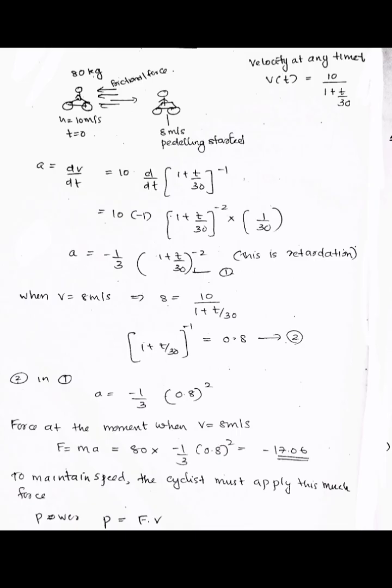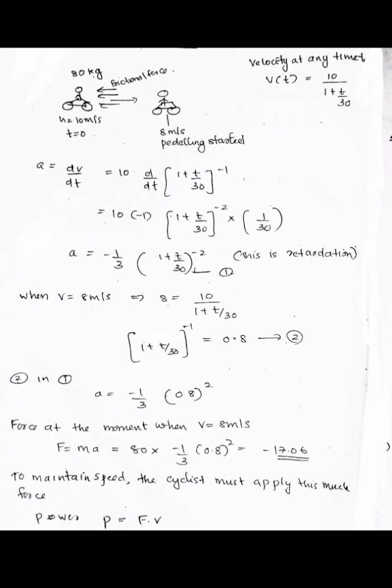Here it is given that v of t is equal to 10 divided by 1 plus t by 30. And here a is equal to dv by dt. This is equal to 10 into d by dt of 1 plus t by 30 the whole raised to minus 1. That is equal to 10 into minus 1 into 1 plus t by 30 the whole raised to minus 2 into 1 by 30.